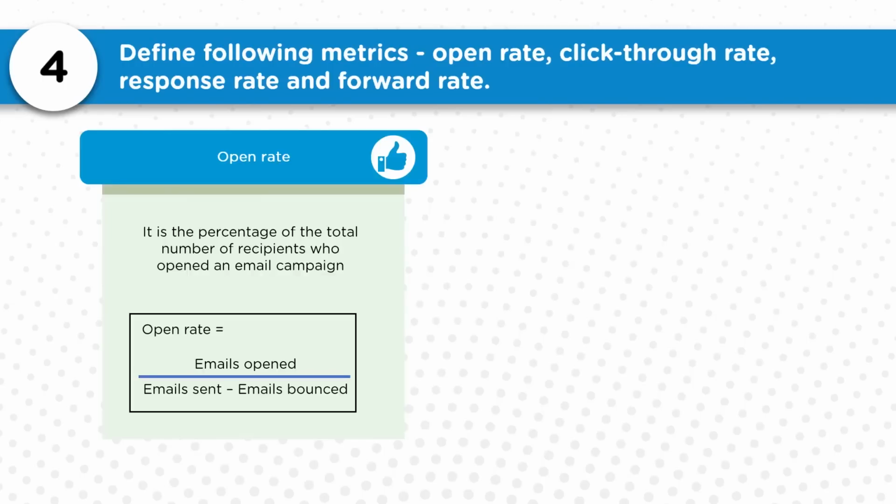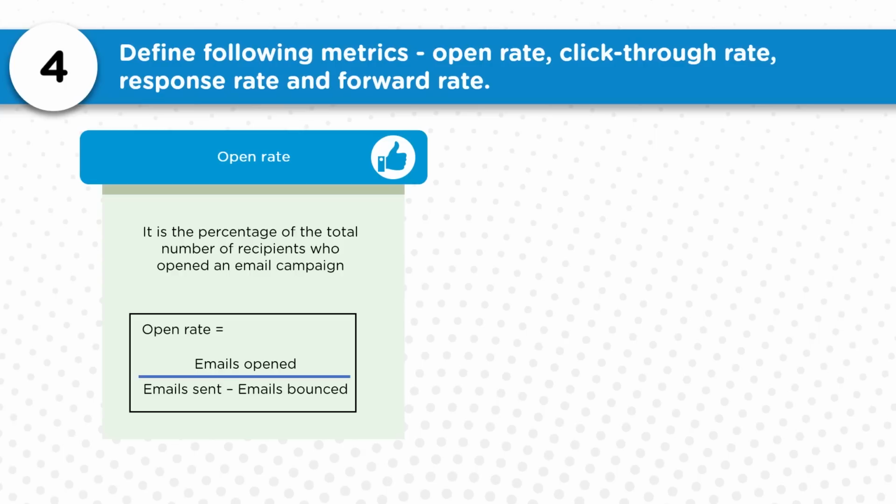So define the following metrics: open rate, click-through rate, response rate, and forward rate. So these are metrics related to email marketing. So you're going to have to know what these are. So I already mentioned click-through rate before when we talked about best practices for improving the click-through rate. So for those of you that remember what that is, go ahead and put that in the comment section below. It's just a little pop quiz for you if anybody remembers click-through rate.